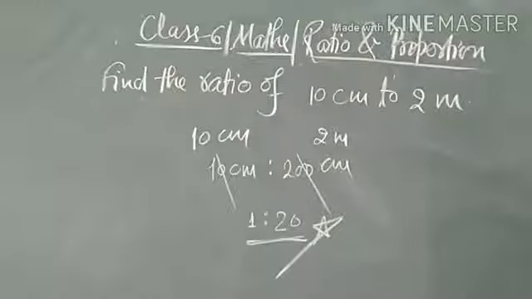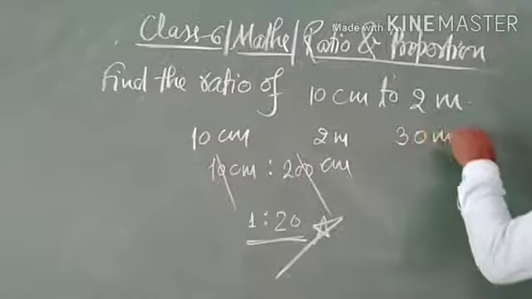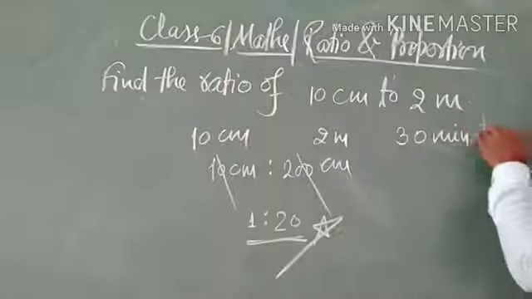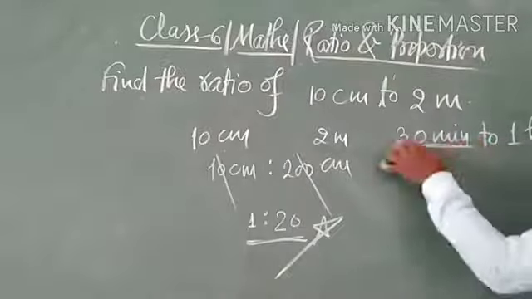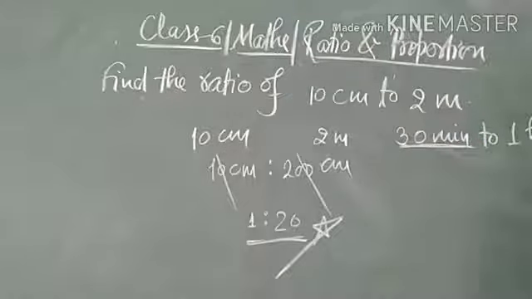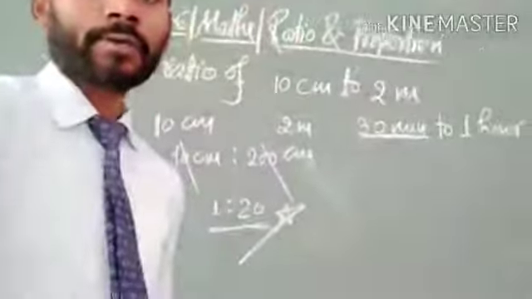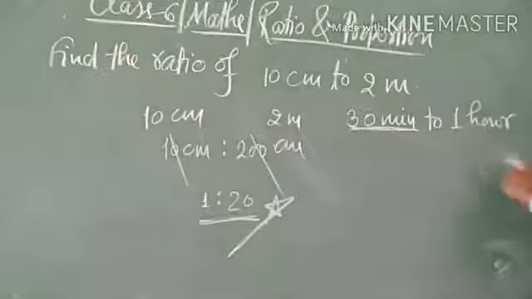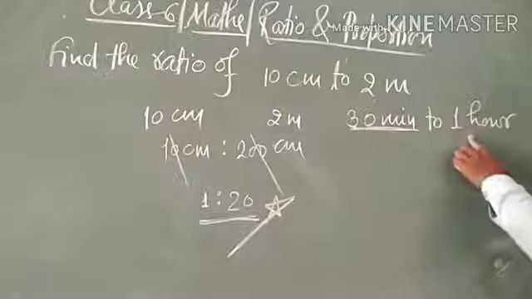Now let us see the next question. The ratio we have to find is 30 minutes to 1 hour. Here the first quantity is given in minutes and the other quantity is given in hours. So we shall convert it into minutes also.